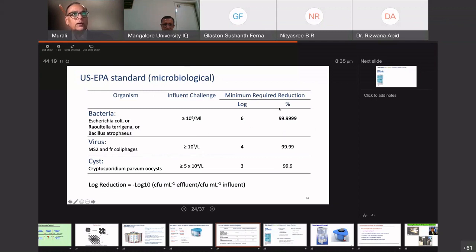You have to remove what we call 6 log. There has to be a 6 log reduction in bacteria, which means that 99.9999 percent of bacteria have to be removed in the water purifier. If you take a virus, it has to be 4 log, so it's 99.99. That has to be removed. And if you take cysts, it has to be 3 log, 99.9. So it's called the 643 rule. And therefore, the water purifier that we came up with would have to meet these requirements.